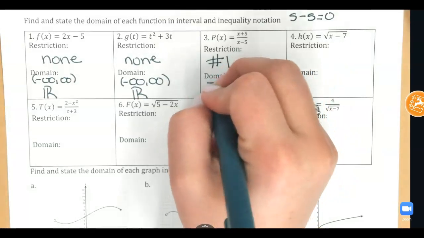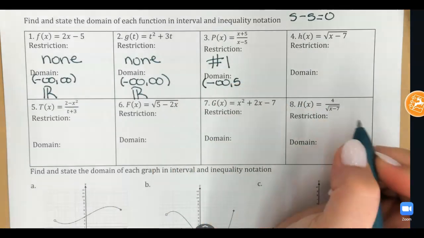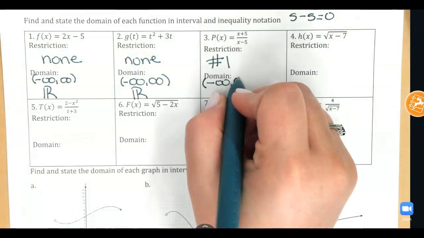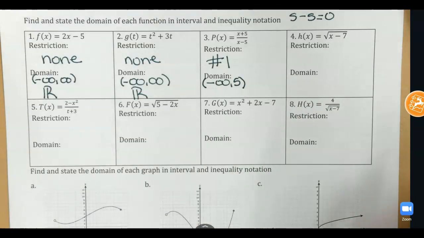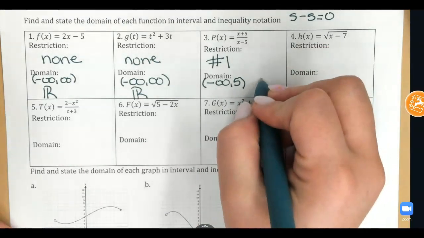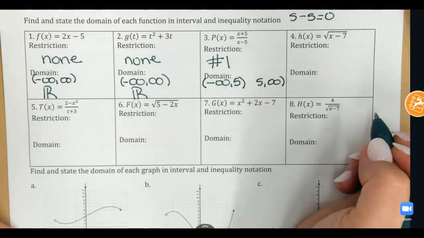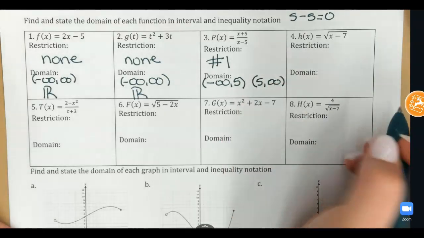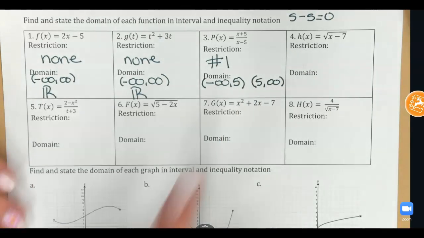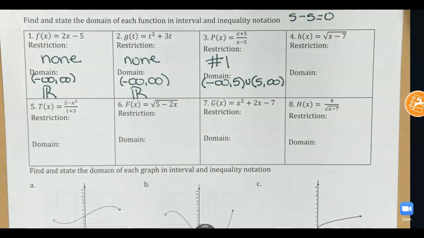So I can have numbers smaller than 5, so like negative infinity to 5. Now the infinity gets a parentheses because it's infinity, and 5 gets parentheses because I'm leaving it out. But then I can also have numbers that are greater than 5, so I could have 5 to positive infinity. Again, infinity always gets parentheses, and again 5 gets parentheses because I'm leaving it out. Now because I have two intervals, I have to put the union symbol, capital U, between them to indicate it's both parts. So that is my interval notation.